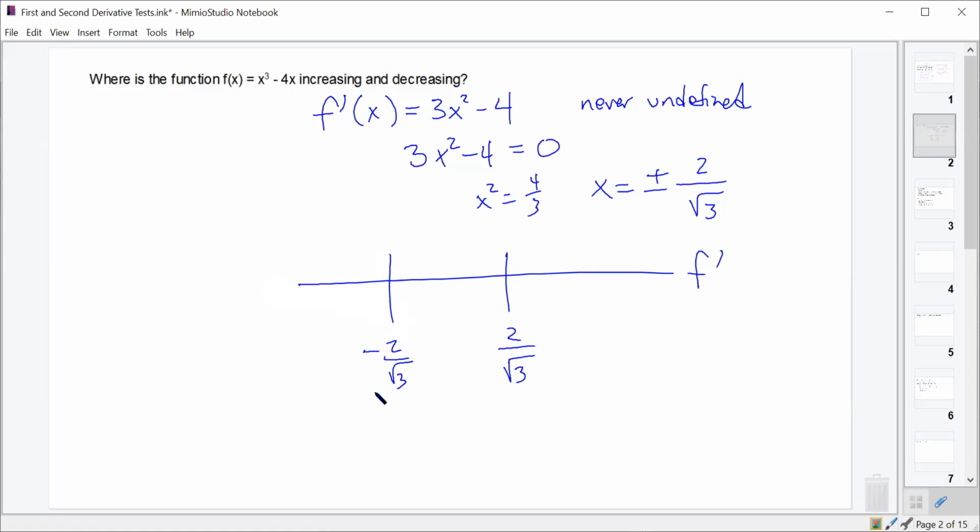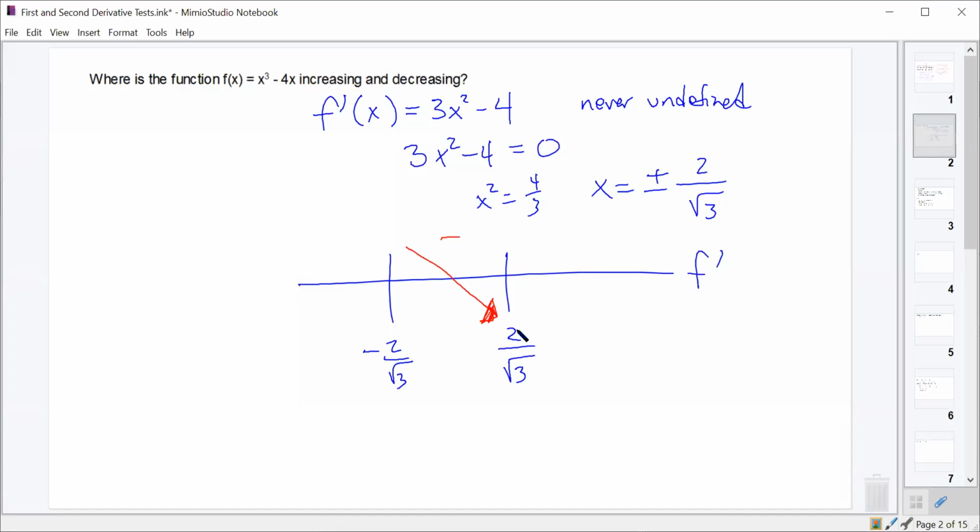So what's a nice easy number to plug into our derivative that's between negative 2 over root 3 and positive 2 over root 3? 0. 0, right? 3 times 0 squared is 0, minus the 4 gives you a negative, which tells you that between here, this function is decreasing. Good?